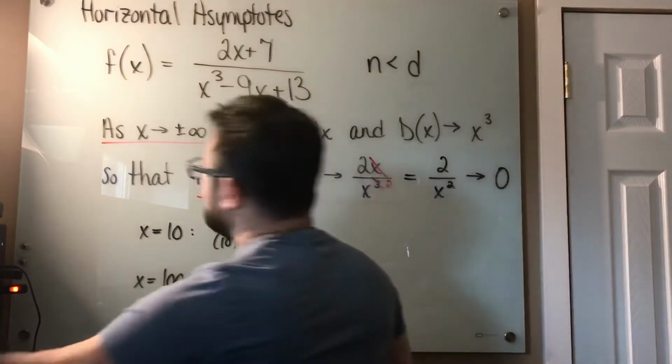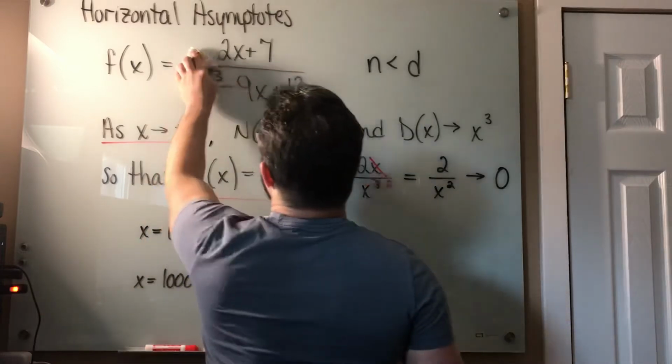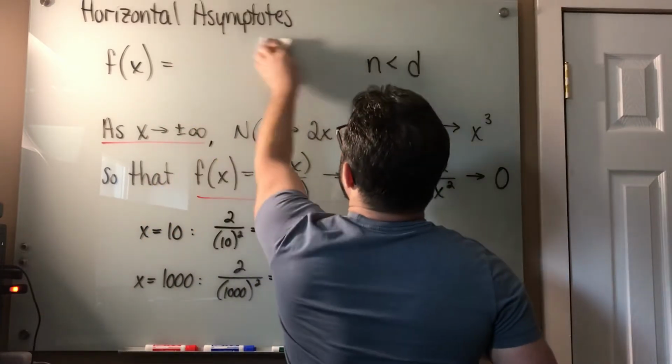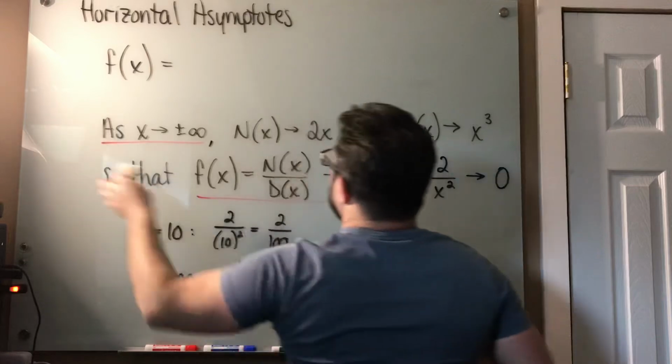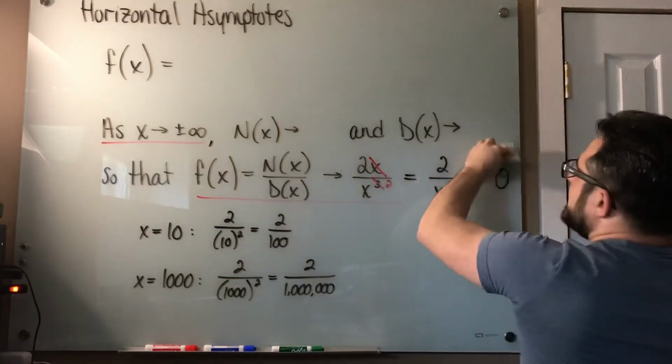Keeping that in mind, let's next take a look at a function where the degree of the numerator and the degree of the denominator are the same.